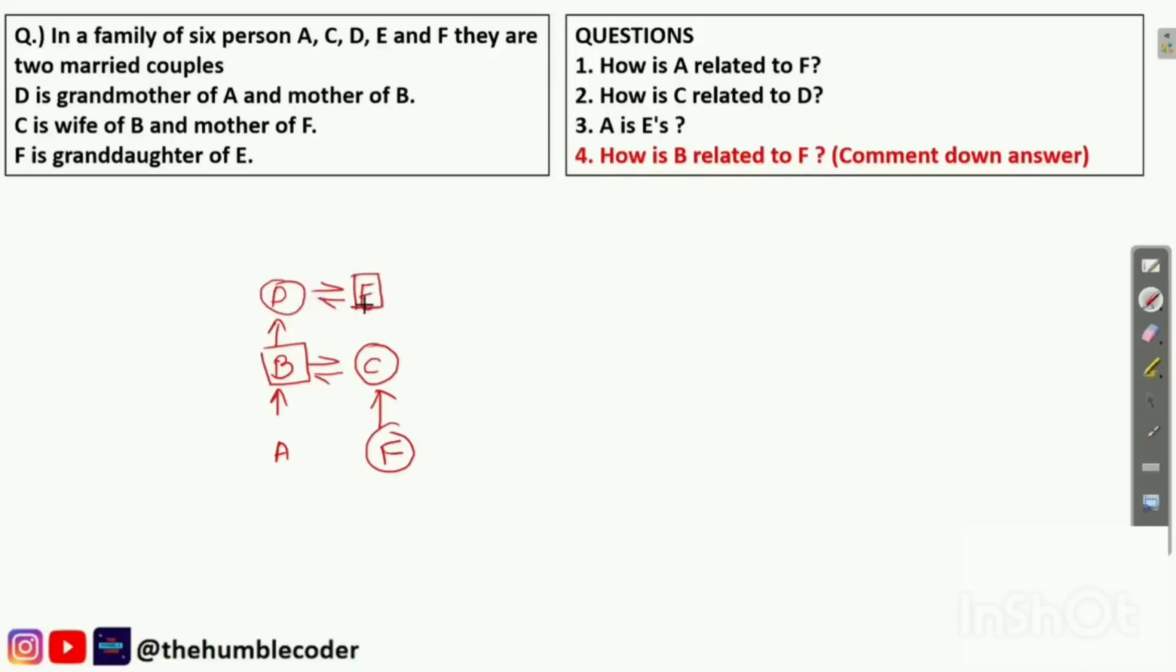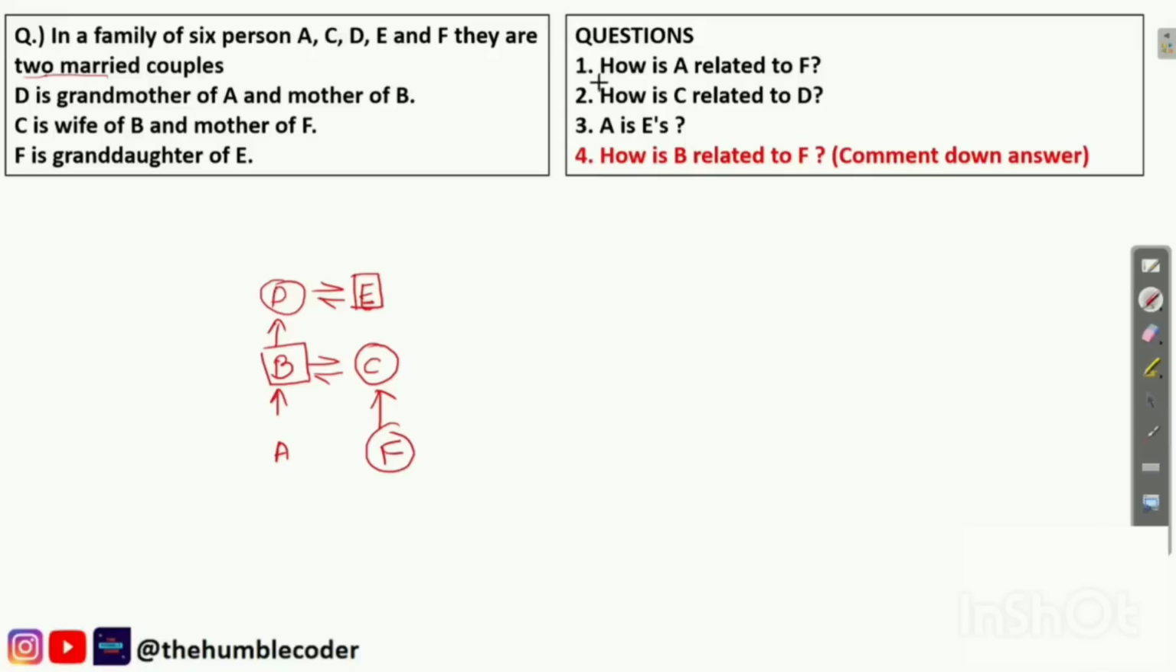Why have we created E over here and not as the parent of C? Because in the starting itself, it is mentioned that there are 2 married couples. And if we had created E as the father of C, then we would not have two married couples in our diagram, right? So for that reason we have created this kind of diagram. I hope it is clear now. Just in case you have any doubt, let me know in the comment section.